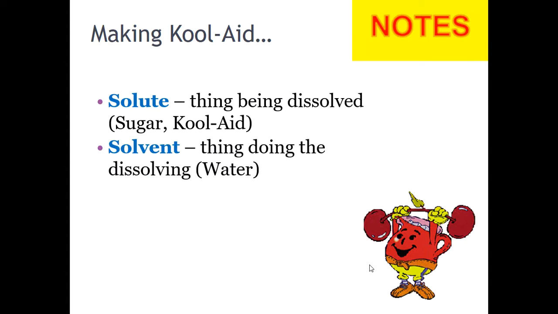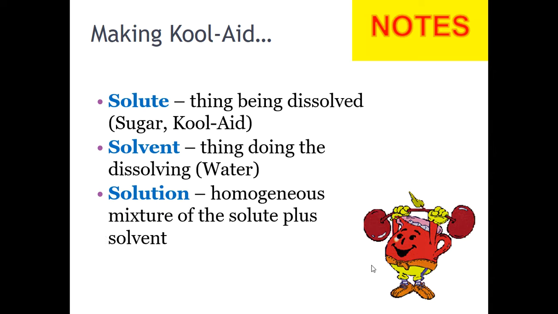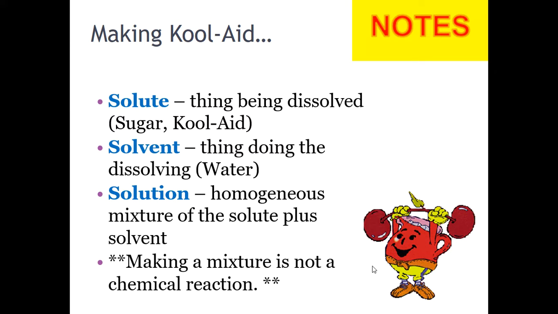When we add a solvent to that, that's the thing doing the dissolving. And in most cases, for us in our class, it's going to be water, but there are other solvents too. So solute, thing being dissolved; solvent, thing doing the dissolving. Put them together and you get a solution. Now this is a homogeneous mixture of the solute plus the solvent, right? The key thing that we should notice is making a mixture is not a chemical reaction.